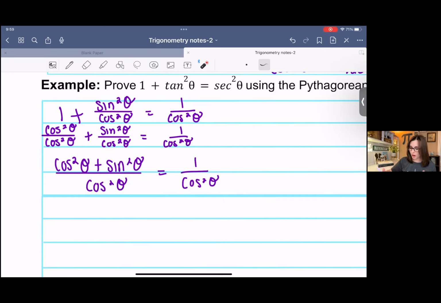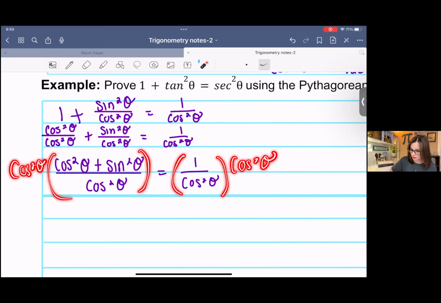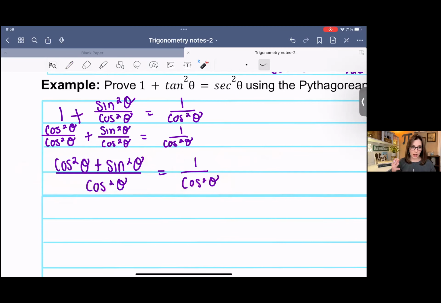I could take a harder route and multiply both sides by cosine squared theta, and that would eliminate the denominators. And then I would have cosine squared theta plus sine squared theta equals 1, which is, again, true. So there's just a lot of ways to approach this. It's not necessarily a wrong way. There might be a more difficult way, but it's still not wrong.